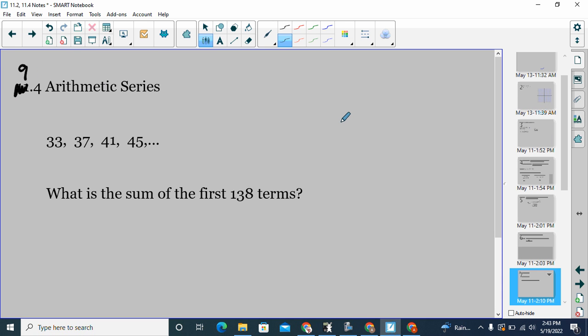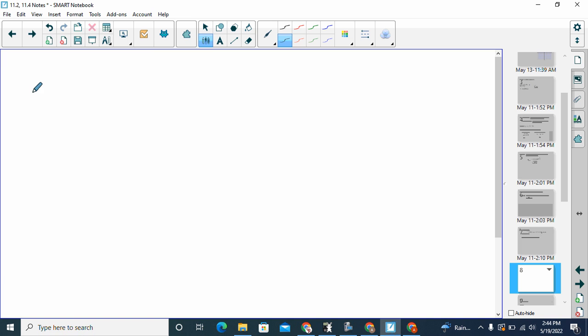Section 9.4 is on arithmetic series. A series is the sum of a sequence. So we take the terms and we add them up. So here we're given 33, 37, 41, 45. We want to not find the 138th term, but we want to add up the first 138 terms. And to do so, let's take a look at a little different example. We'll come back to that one. Suppose we wanted to add up all the numbers from 1 to 100.